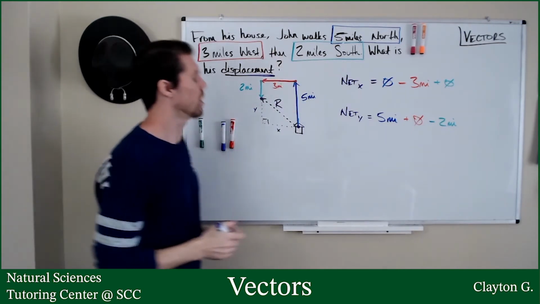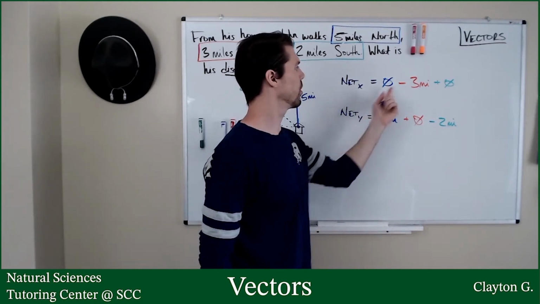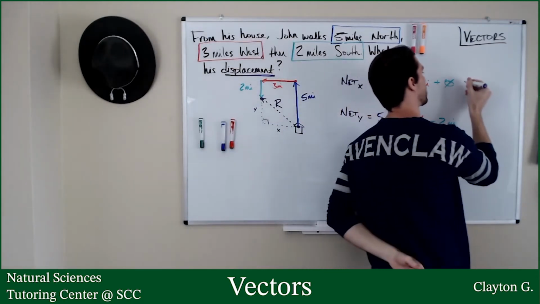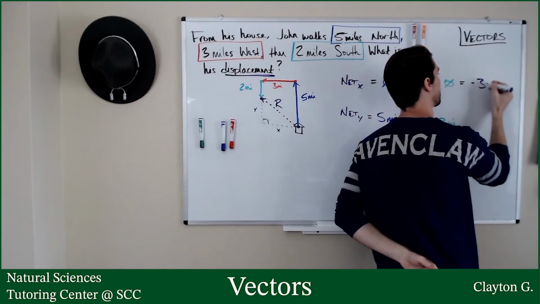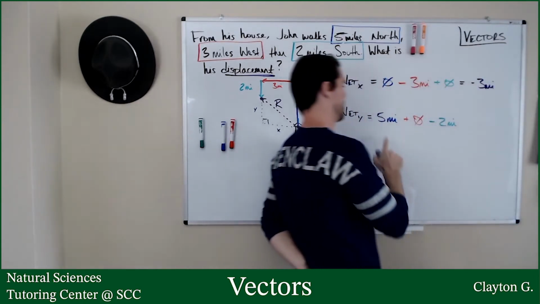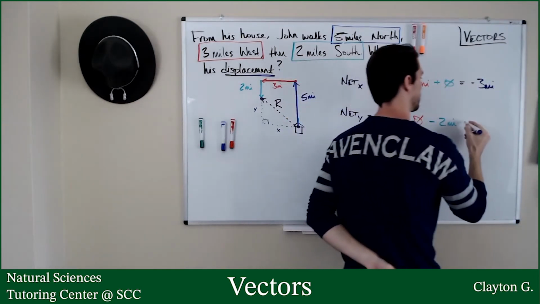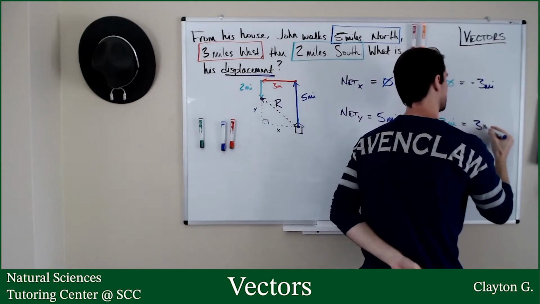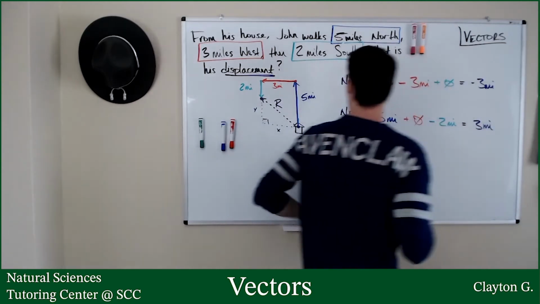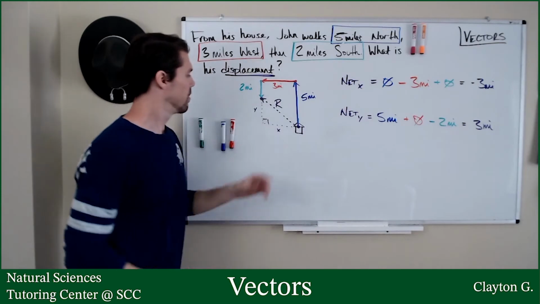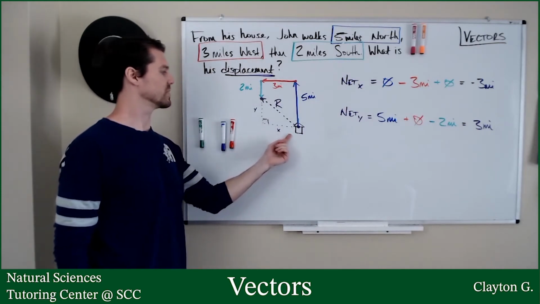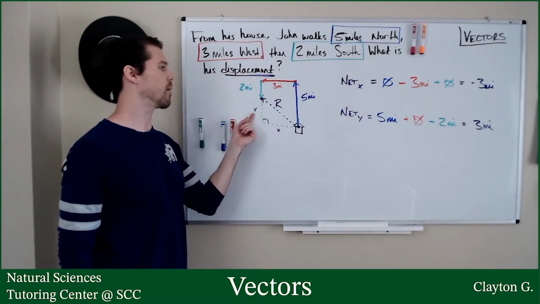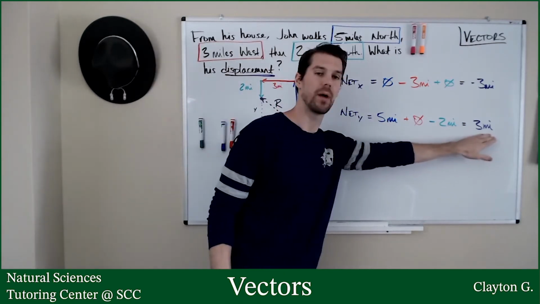All right, so we're going to get a total value here. So 0 minus 3 plus 0 equals minus 3 miles. 5 plus 0 minus 2 equals 3 miles. Okay, so I have my net x equals negative 3, and my net y equals positive 3.